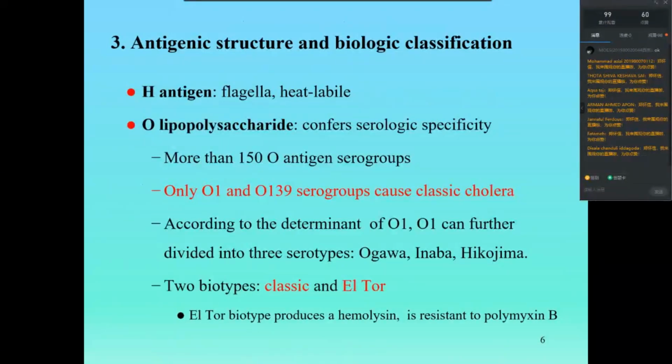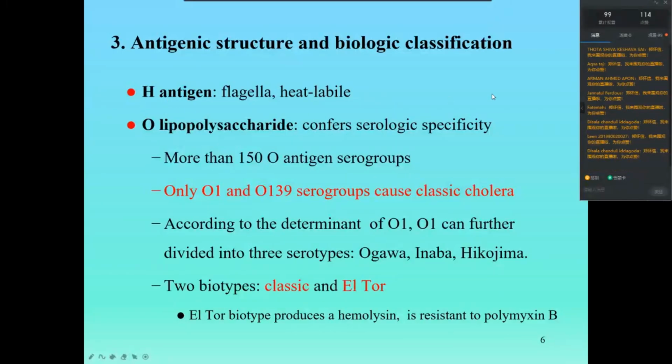Now for their antigenic structures, that's the components on the bacteria which are antigens, which can stimulate the immune system to respond to the bacteria. One is the H antigen. That's not surprising because they are motile and they have a flagellum on each bacterium. The flagellum carries proteins, and those proteins are antigenic. But those proteins are heat labile, meaning they are not resistant to high temperature. So that's the H antigen.